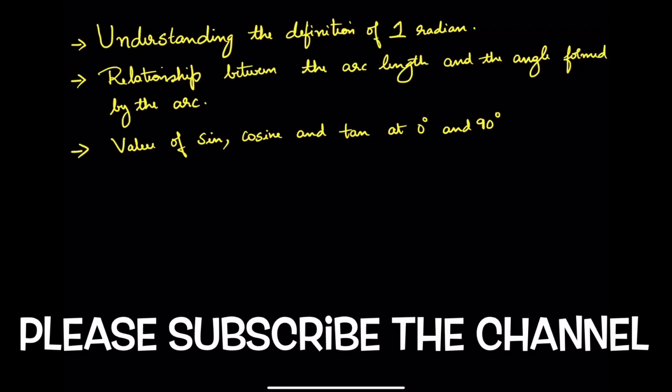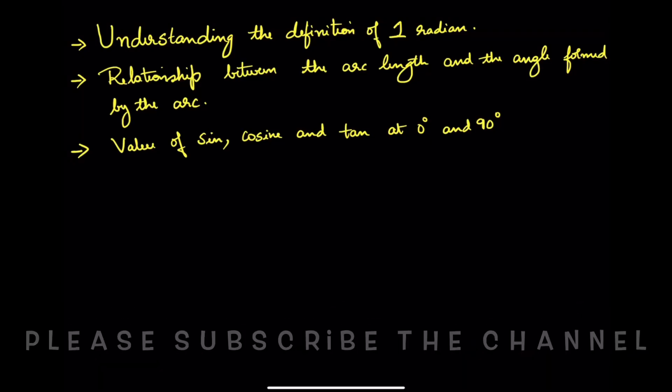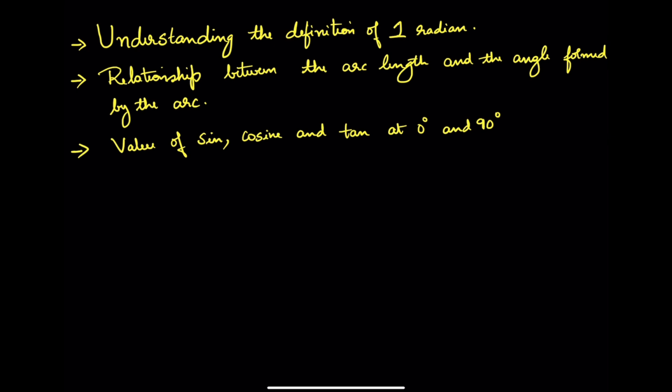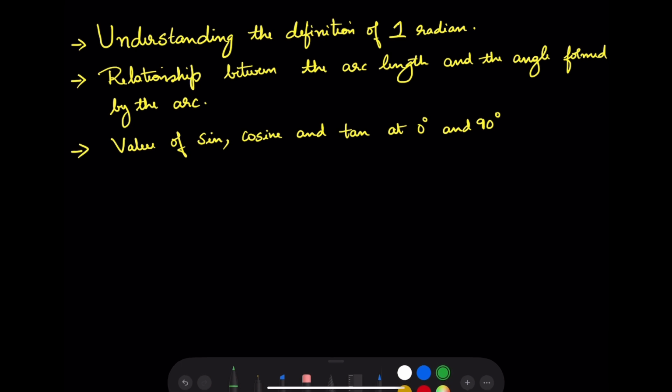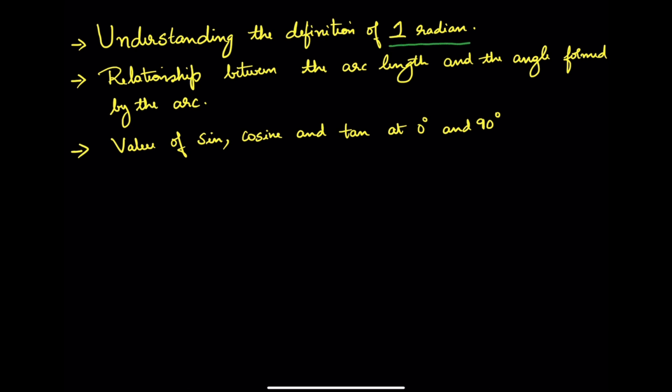In this video, we will be understanding three important concepts in trigonometric functions. First is understanding what is the definition of a radian. Radian is a unit of measurement of angle. Then we'll also find what is the relationship between the arc length in a circle and the angle formed by the arc at the center of the circle.